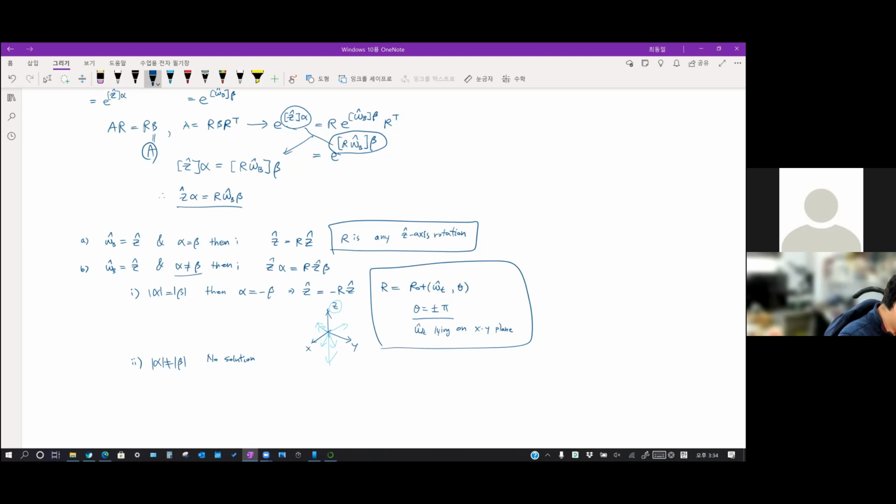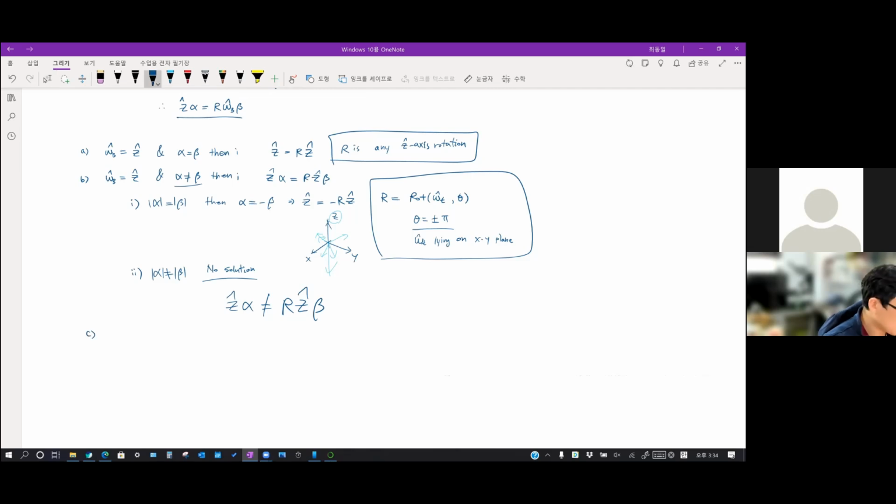And in the case where the size of alpha and beta is not the same, this one is not satisfied, so there is no solution.